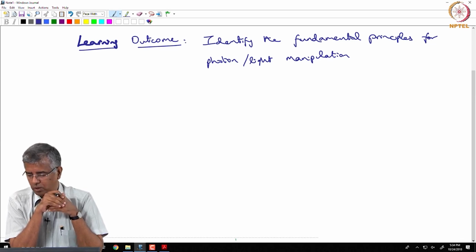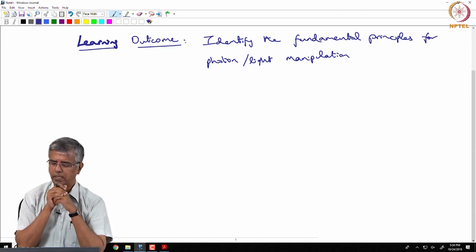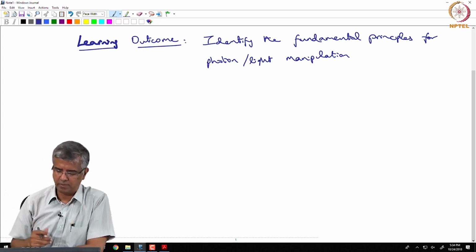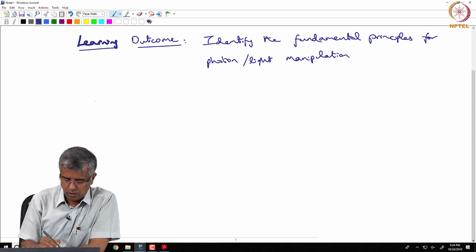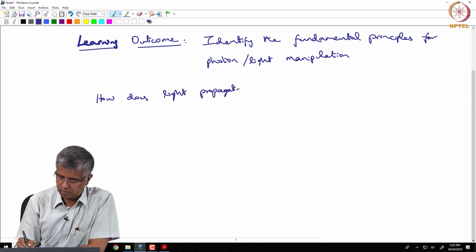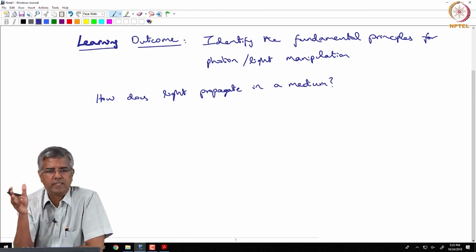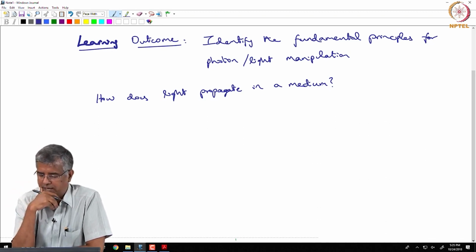And before we go into some of the specifics, let us actually go back to some fundamentals, something that you might already know, but nevertheless I will go through that for the sake of completion in this course. Question is, how does light propagate in a medium? We talk about light going through, let us say, an optical fiber, right. How does light actually propagate through that medium? What exactly is happening?